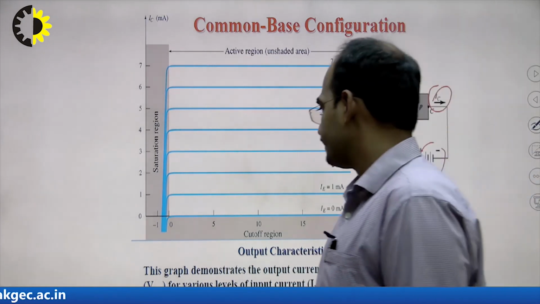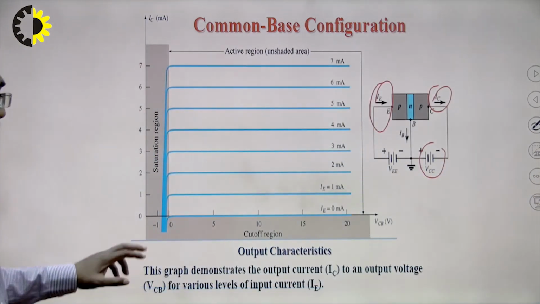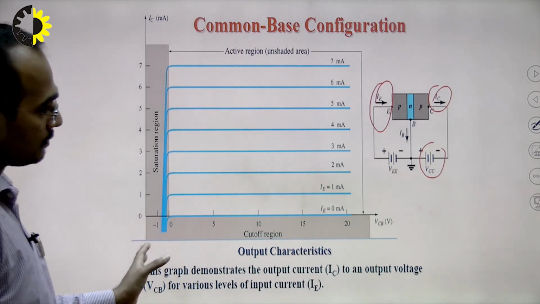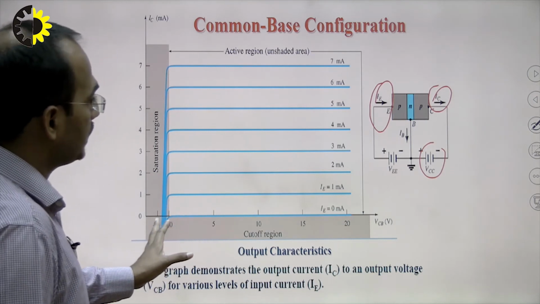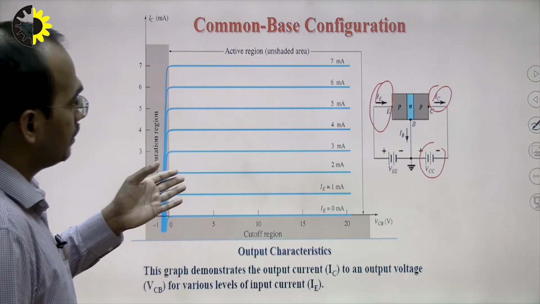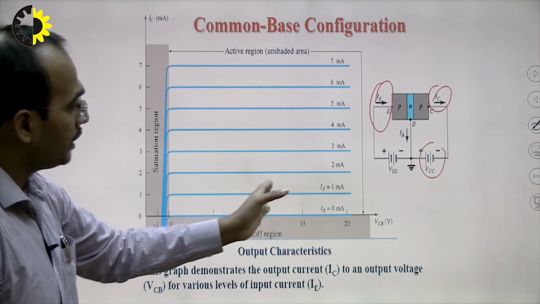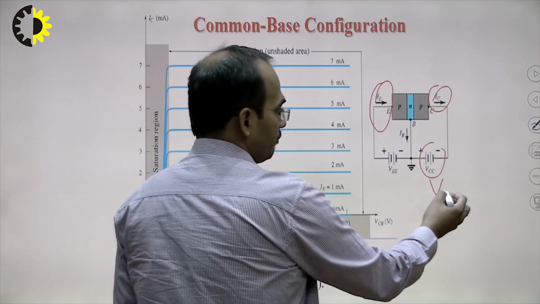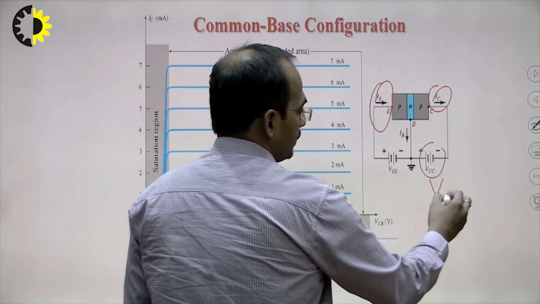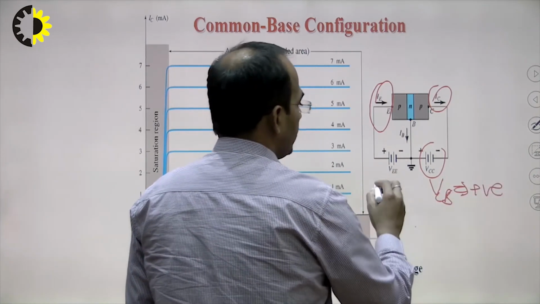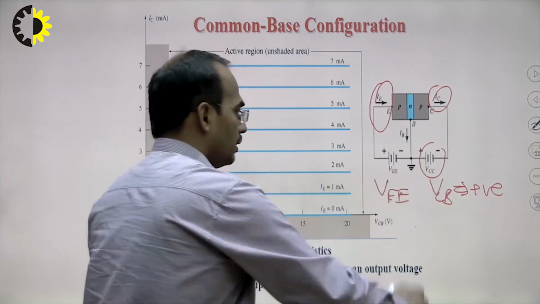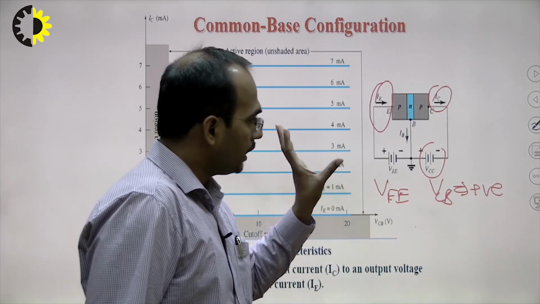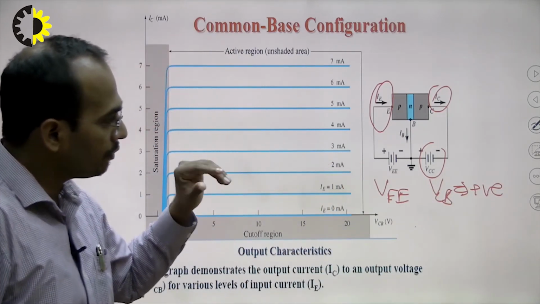If I consider from here, you can see the particular value of VCB. Here we have considered VCB positive. If I consider VCB negative, then what does it mean? Here VCC is positive, VCB is positive. So if I change this VCB to negative, then the condition of active mode will change.